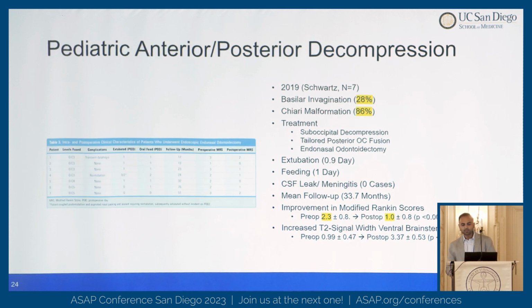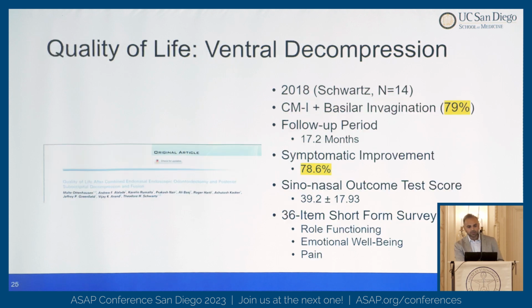Looking at kids, a similar study was done where most of these patients actually were Chiari patients, same treatment protocol. Most of these patients were extubated the same day after surgery, were able to feed immediately after surgery, no instances of CSF leak or meningitis, with almost a 3-year follow-up, improvement in the Rankin scores, which is the functional score for these patients following surgery, and similarly improved CSF signal in the ventral brainstem following surgery. So, reassuring data as far as consideration of both an anterior and posterior decompression.